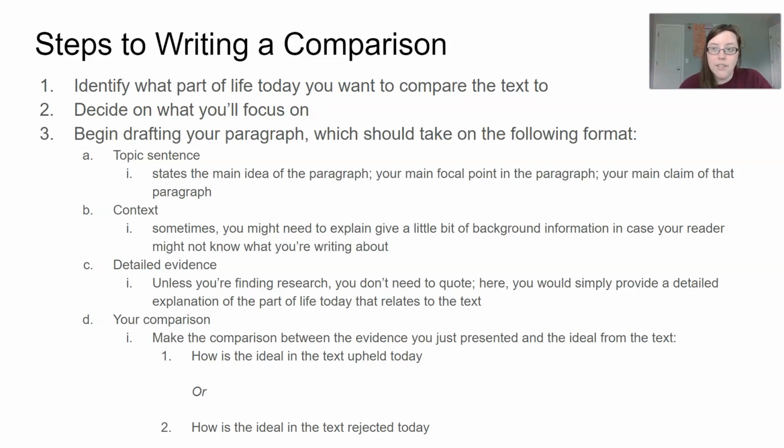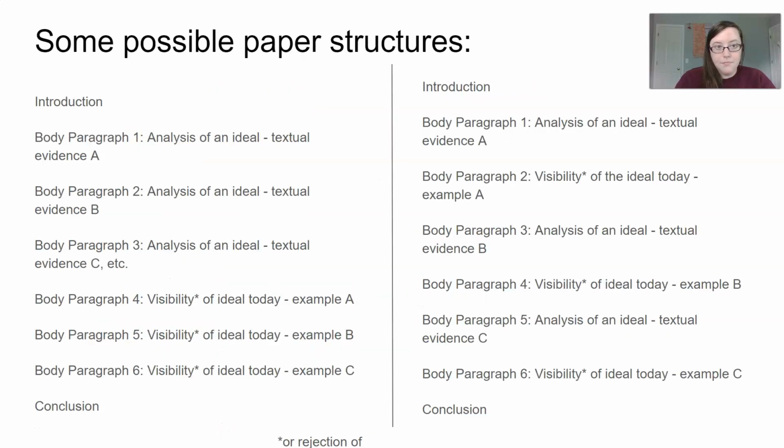There's a lot of logical reasoning and examples involved in the detailed evidence for this part of the paper. Then make the comparison. So is the ideal upheld? Or is it rejected? Work through your explanation. Write a concluding sentence, which you can't see on my screen, but write a concluding sentence to make sure that you've wrapped up that paragraph.